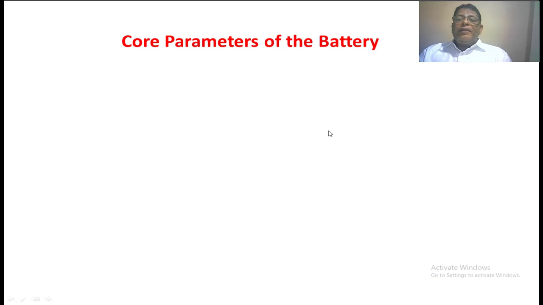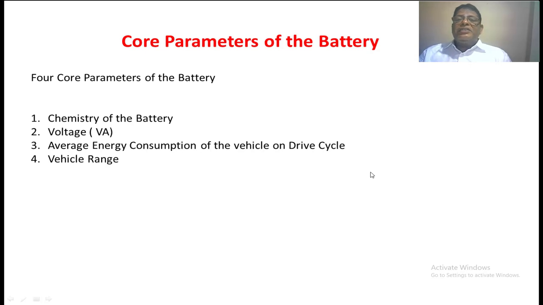There are four different parameters we have to consider before selecting the battery in EVs. The first one is the chemistry of the battery, nothing but what type of battery we are selecting for the EV. Next, voltage or the volt amperes, nothing but the capacity of a battery. Third one is the average energy consumption of a vehicle on a drive cycle. Fourth one is the vehicle range, nothing but for how much range we are designing the EV.